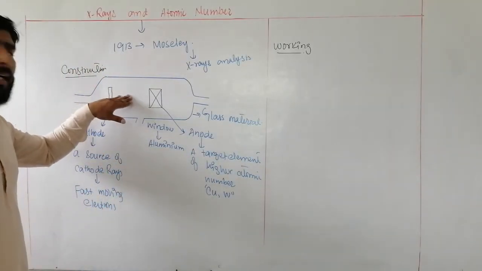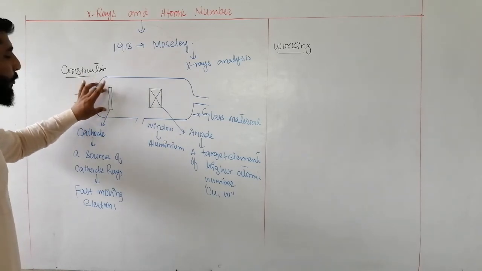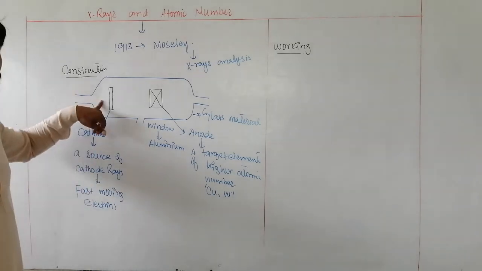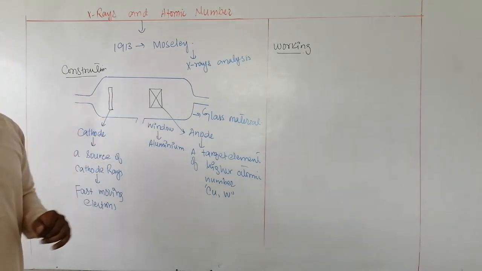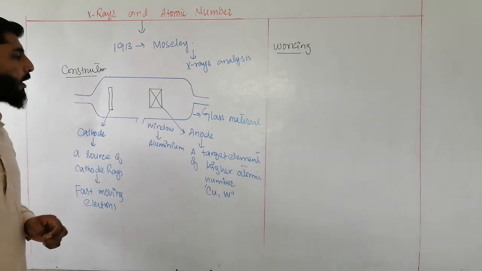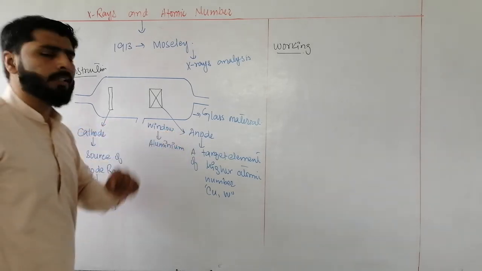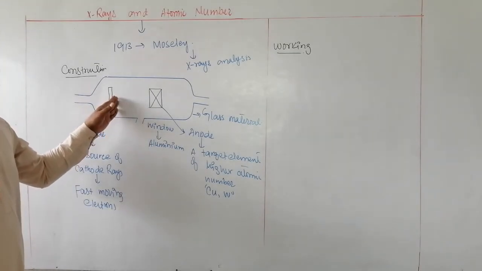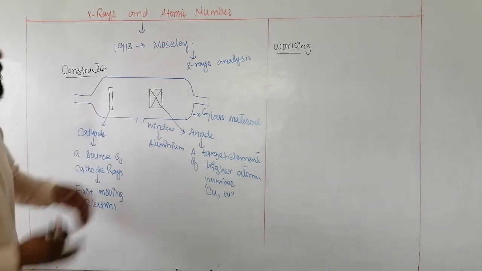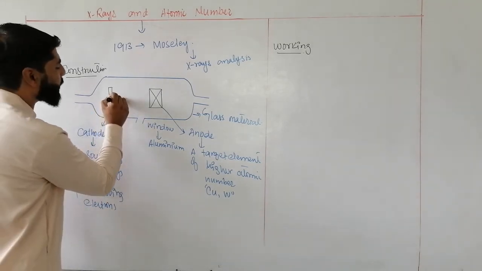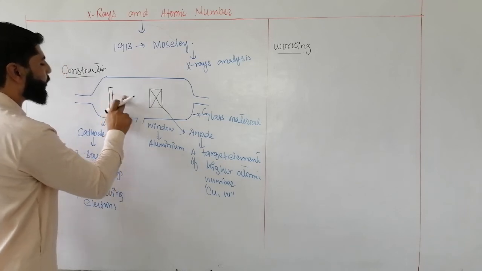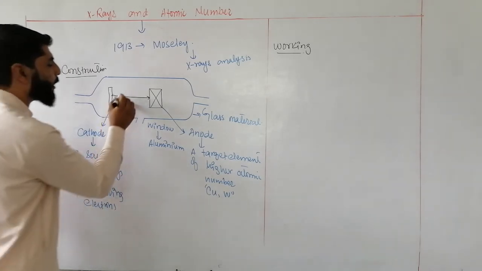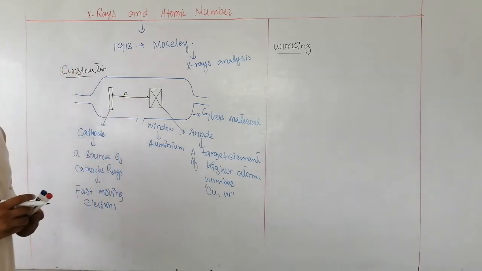Students, the discharge tube is composed of two electrodes. One is the source of electrons or cathode rays, which is the cathode, and the other is the target element, which is of higher atomic number and mostly works as anode. He first of all used the source of fast moving electrons. Cathode rays originate from the surface of the cathode. These cathode rays are fast moving electrons.